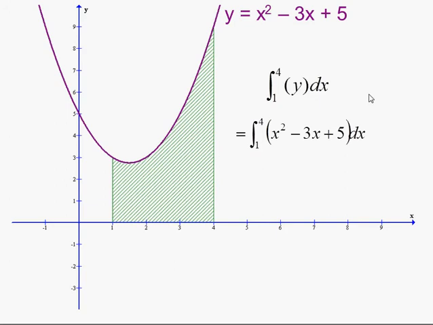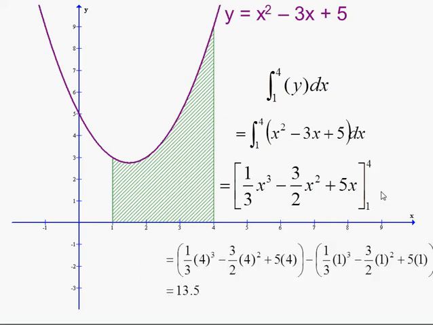Okay, put in the value of y, take the antiderivative. x squared becomes 1/3 x cubed, 3x becomes 3x squared over 2, 5 becomes 5x. Substitute in 4 and 1 as your limits. 13.5 is the answer. Cool.